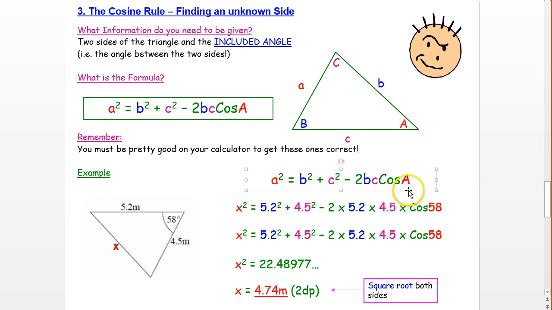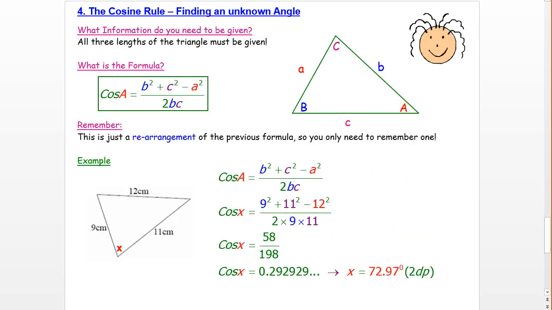How do I go about solving these? Pretty straightforward. Given some information, I want to find x, so it's going to be x squared equals 5.2 squared plus 4.5 squared minus 2 times 5.2 times 4.5 times cosine 58. Sounds easier once you've done it a few times. Go ahead and fill in the blanks. Work out the right-hand side using your calculator. Find the square root, round to 2 decimal places, and you are done. Not too bad.